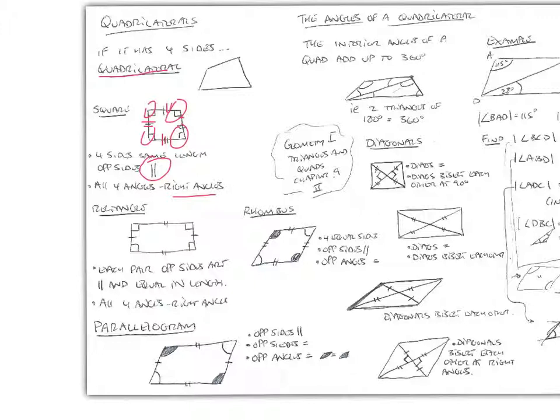A rectangle. Each pair of opposite sides are equal in length and are parallel to each other. Okay, and all four angles are right angles.